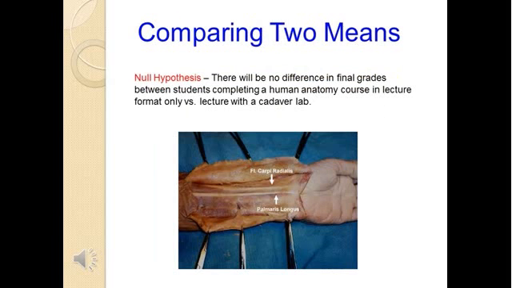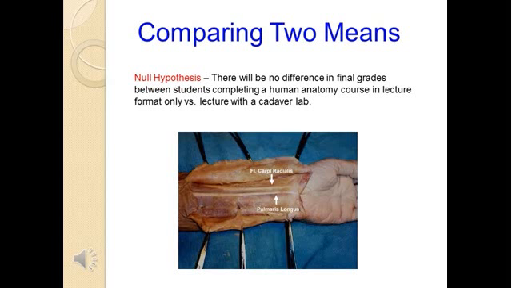Let's go back and look at the null hypothesis which I suggested previously, that there is no difference in final grades between students completing a human anatomy course in lecture format only versus lecture with a cadaver lab. The independent variable is the cadaver lab. The dependent variable is final grades, which will be measured by the final score received by each student. We have two groups into which we have randomly assigned the students. The control group is the lecture-only group.